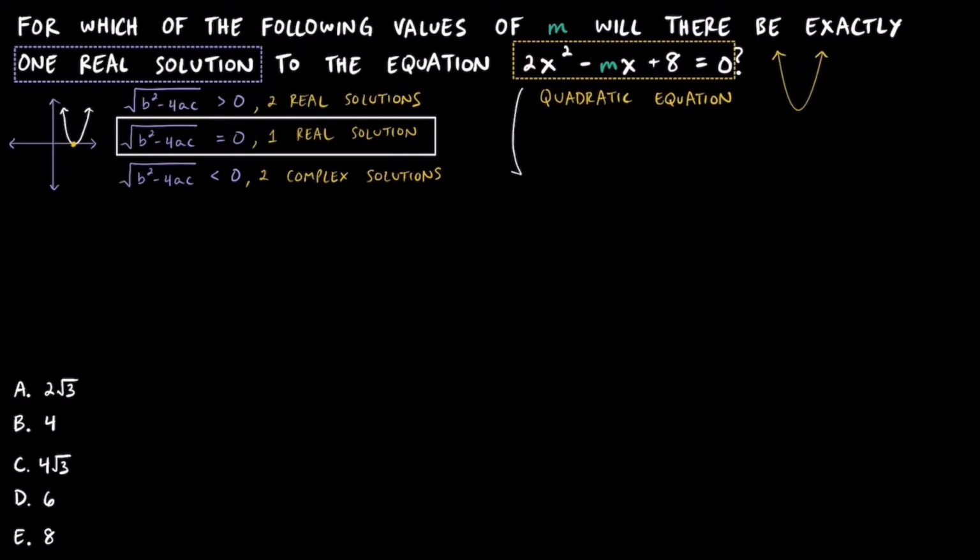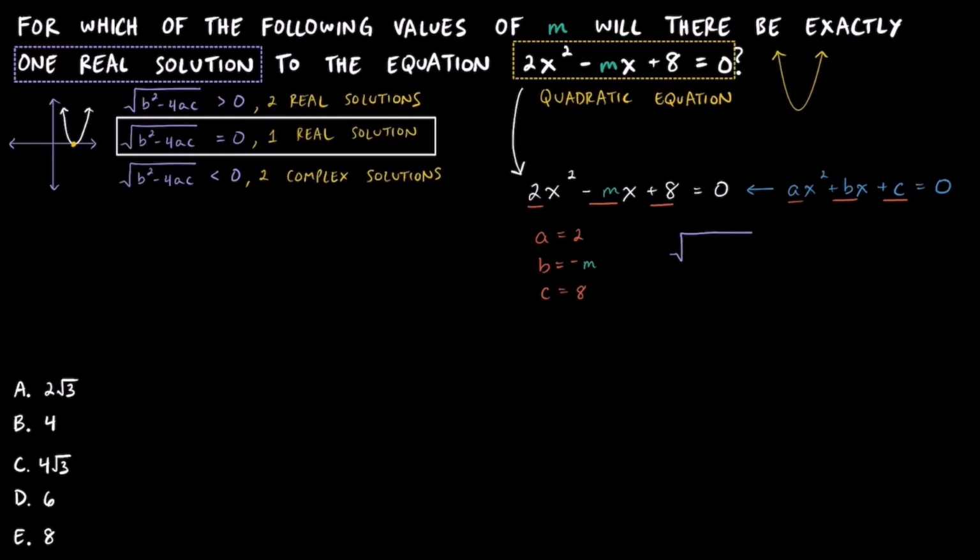Let's look back at the equation we're given. This quadratic equation is written in standard form, which is ax squared plus bx plus c is equal to 0. That's good for us because right away we know that a is equal to 2, b is equal to negative m, and c is equal to positive 8. Because we know this equation has one real solution, we can set the square root of b squared minus 4ac equal to 0. And substituting our values in, we have the quantity of negative m squared minus 4 times 2 times 8.